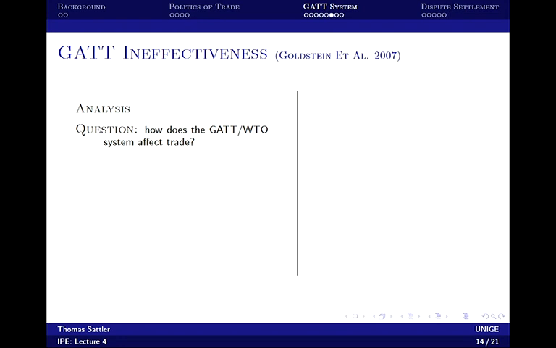The second question that arises is, does it actually matter? Does the GATT have an effect? So if we go back to our idea of the prisoner's dilemma, what it means is that if we are in a non-GATT world, in a world without the international trading system, or the international institutionalized trading rules, then we should see less trade than with the GATT.